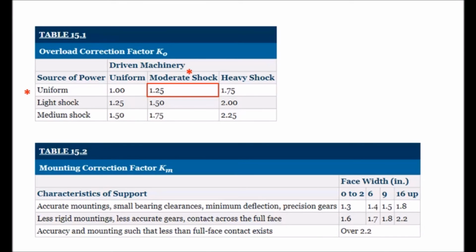So we go to our textbook now and take a look at table 15.1. This is the overload correction factor, our K sub O, that we're looking for here. Now we can see along the side we have our source of power, and along the top we have our driven machinery here. So we know that it's a uniform source of power here, and we have moderate shock. So we come across here and we find that our value for our K sub O, or our overload correction factor, is going to be 1.25.